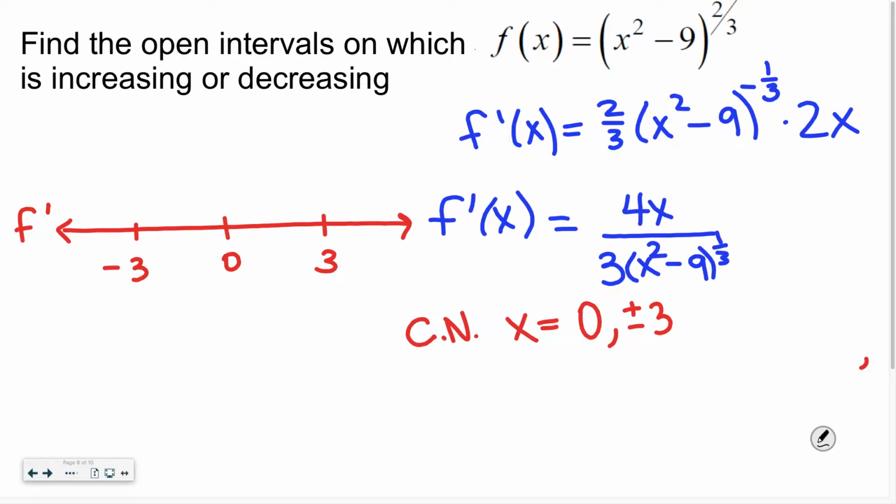How are you plugging in negative numbers? Like if you plug in negative 2, 4 minus 9 is negative. Yeah, so a negative numerator. That's not too bad.